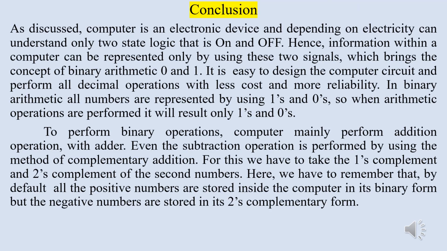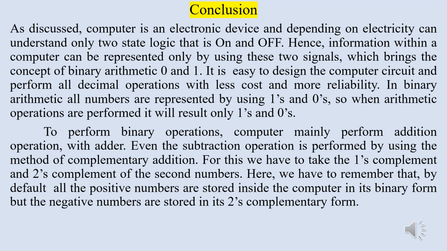After having a thorough discussion regarding binary arithmetic, especially binary addition and subtraction, we conclude that a computer is an electronic device and, depending on electricity, can understand only 2-state logic, that is on and off or 1 and 0. Hence information within a computer can be represented only by using these 2 signals, which brings the concept of binary arithmetic, that is the use of zeros and ones.